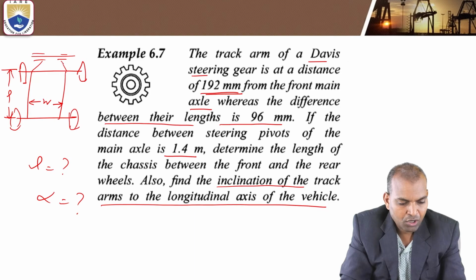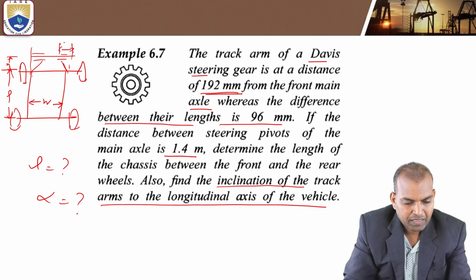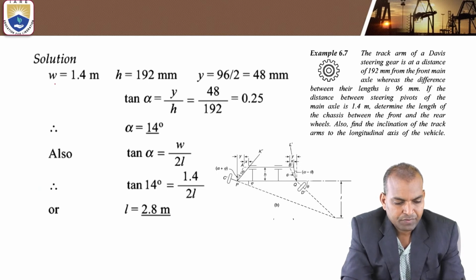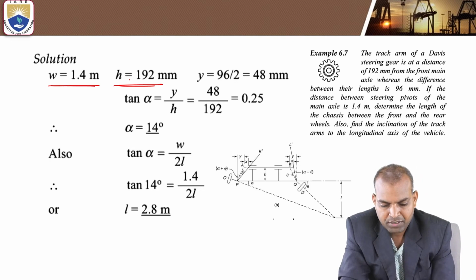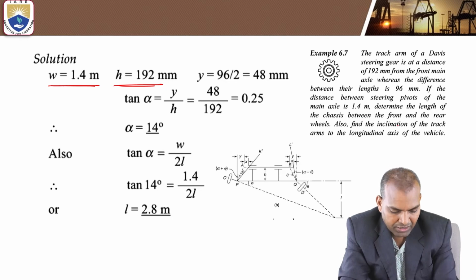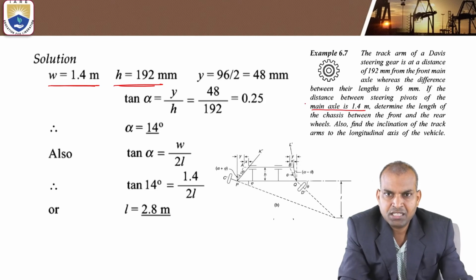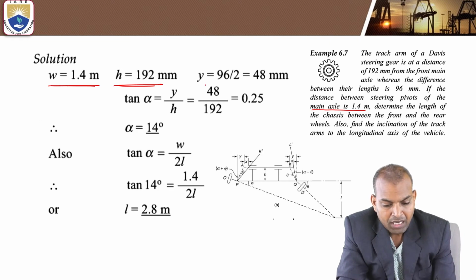Okay, this is the inclination, how much it is inclined. And the distance, this is the height given, H and Y. Now the given data is that W equal to 1.4 meters, H equal to 192 millimeters, that is the width. If the distance between the steering pivots of the main axle is 1.4 meters, then what is Y?